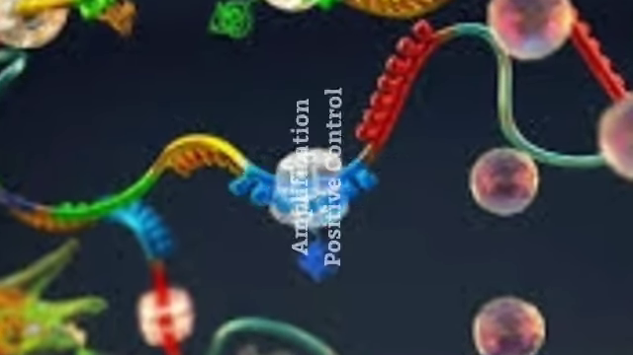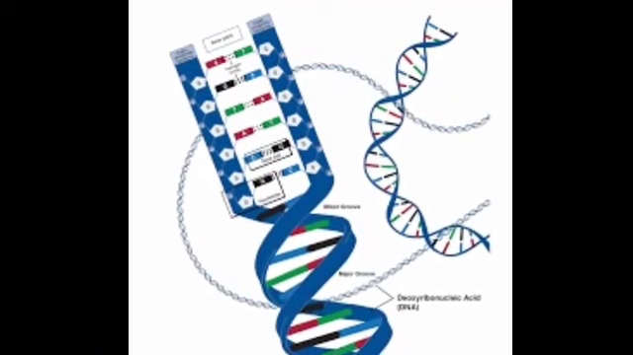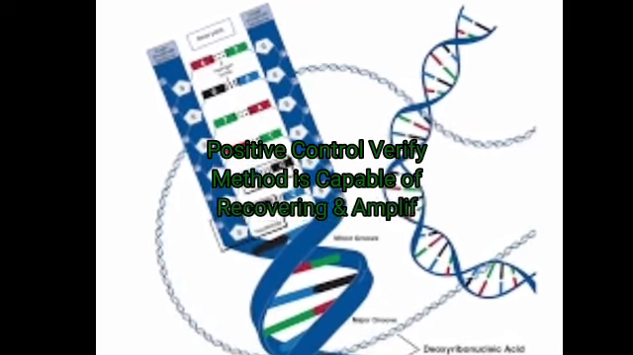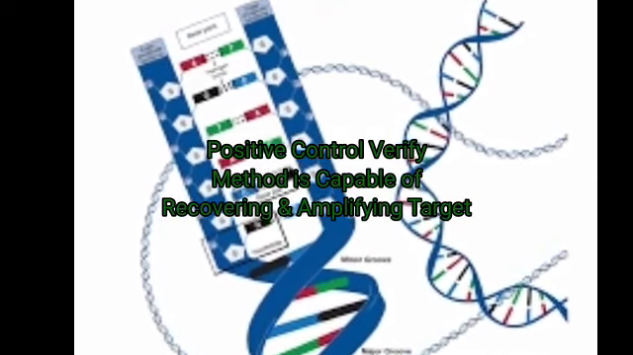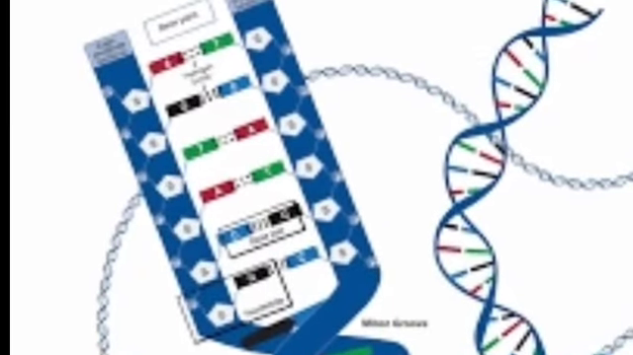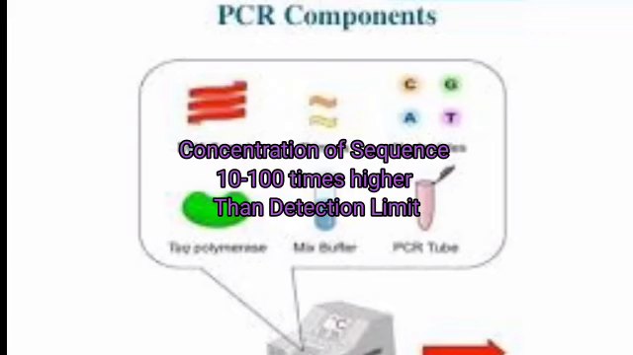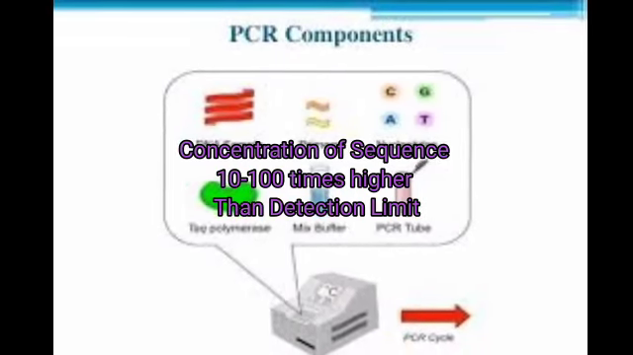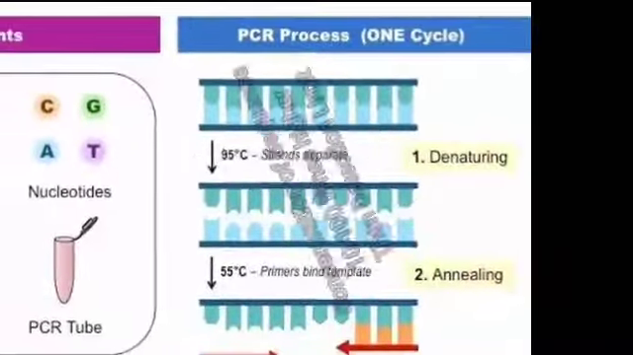Positive controls are analyzed to verify that the method is capable of adequately recovering and amplifying the target. So here we are talking about the method, that means the PCR method. The concentration of the sequence of interest in these positive controls should be 10 to 100 times higher than the defined detection limit of PCR.